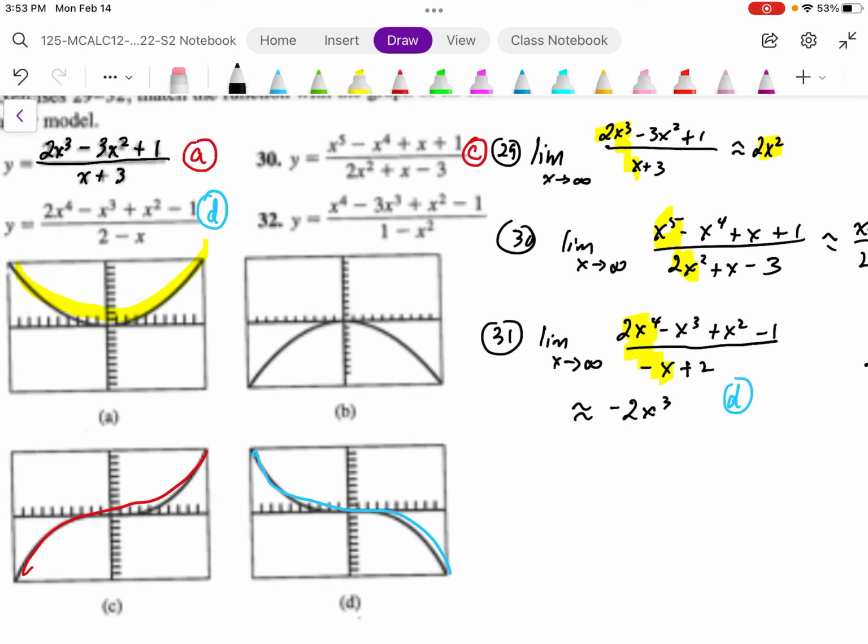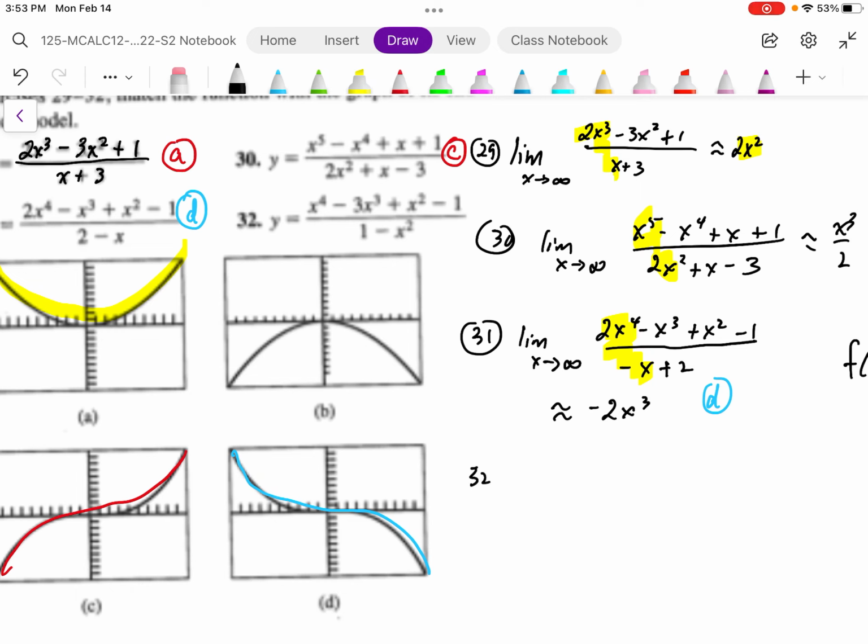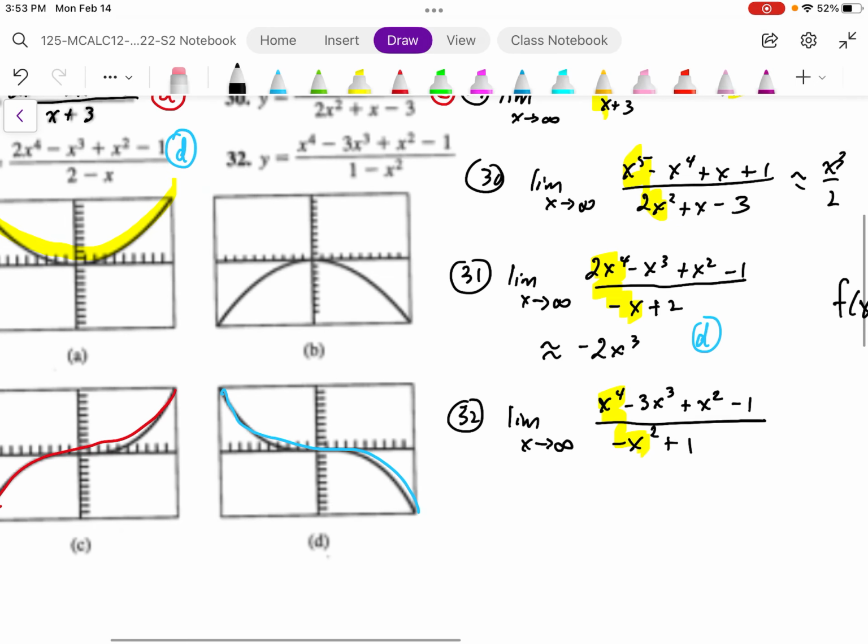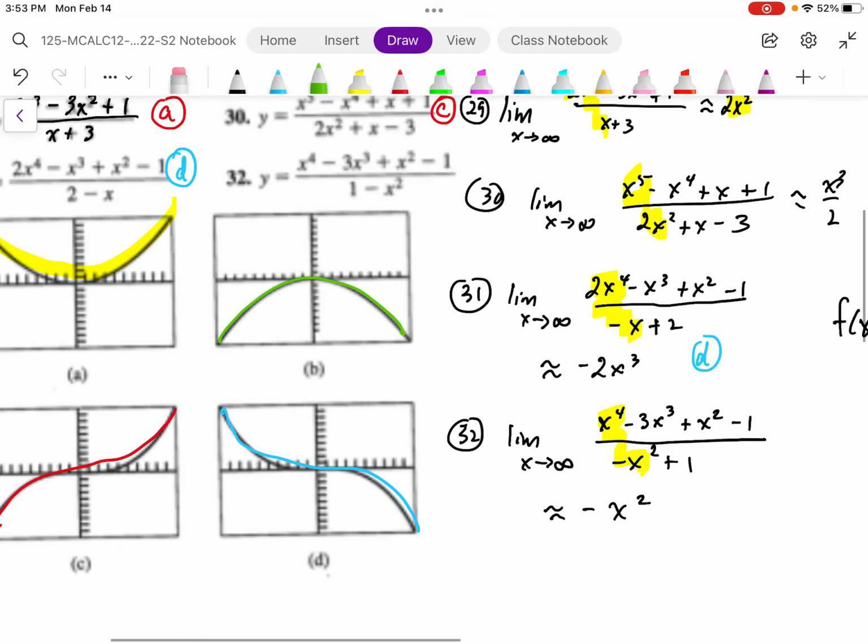And then for 32, we can again do the same thing. For 32, it's going to be the limit as x approaches infinity of x to the power 4 minus 3x cubed plus x squared minus 1. And again, I'm going to move that negative to the front to make it easier to work with, and then compare these two powers. And by doing that, this is approximately equal to negative x squared. Okay, so it's going to behave essentially like a negative x squared function. It's going to be that one there. So by process of elimination, we could have gotten B, but it does match B.